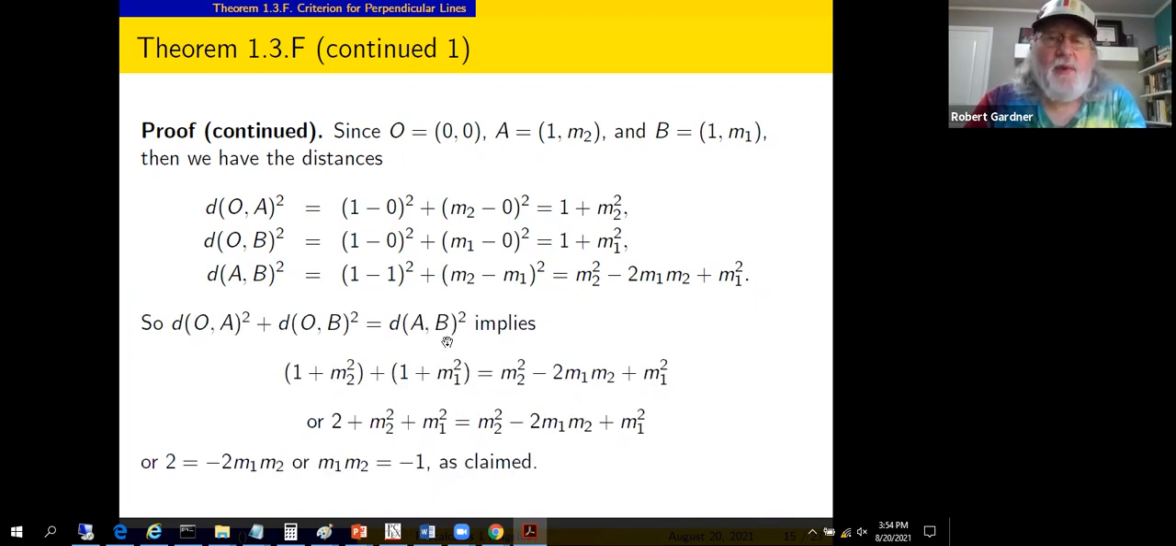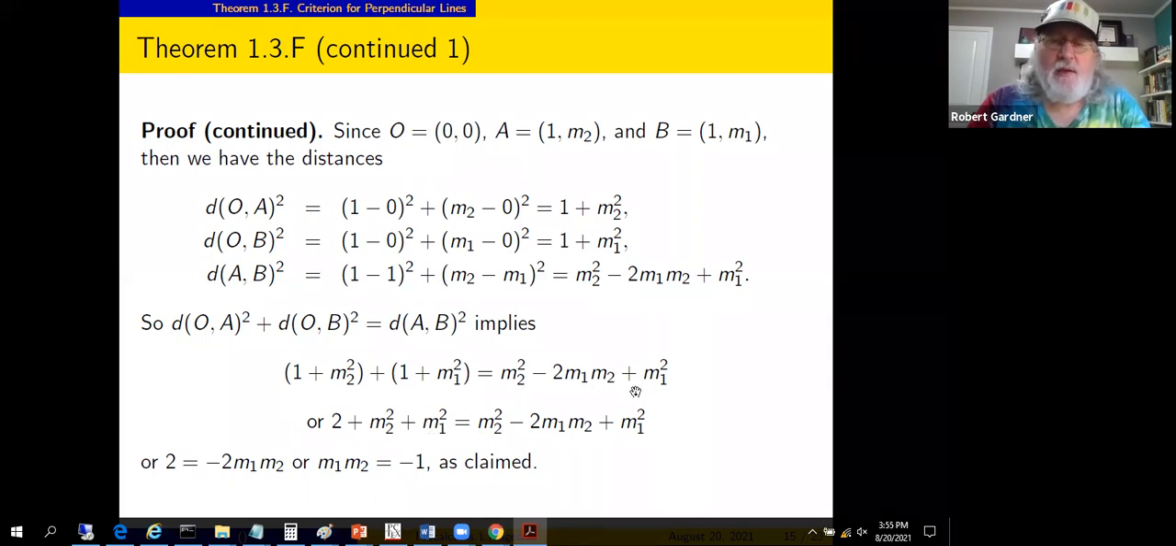This is what we had from the Pythagorean theorem on the previous slide, so we'll plug this stuff in. Distance from 0 to a squared is 1 plus m sub 2 squared. This distance, 1 plus m sub 1 squared. This distance, that thing. Okay, so we'll write that out. Let's simplify. We get 1 plus 1 is 2 plus m sub 2 squared plus m sub 1 squared.